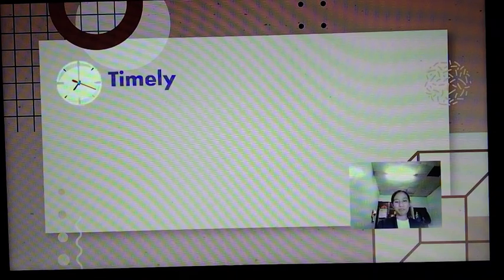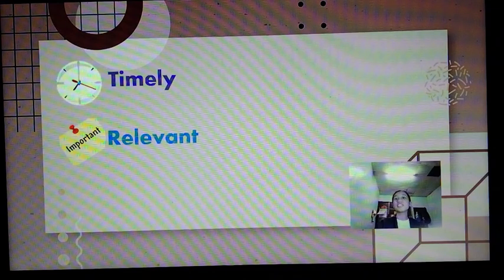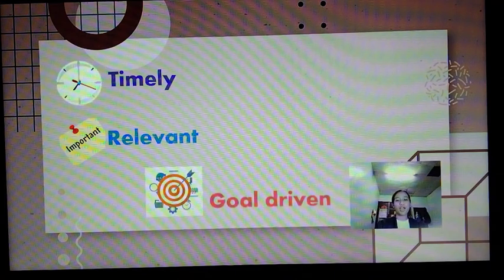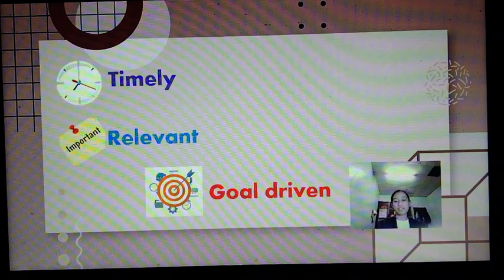The reasons why I chose this topic: first, it is timely, especially with increasing global competition, it is important for a company to measure performance from a financial and non-financial perspective. Second, it is relevant, since the company uses strategic performance measurement to motivate managers to provide a high level of effort. Third, goal-driven.